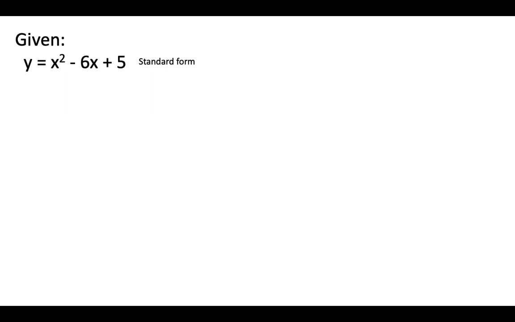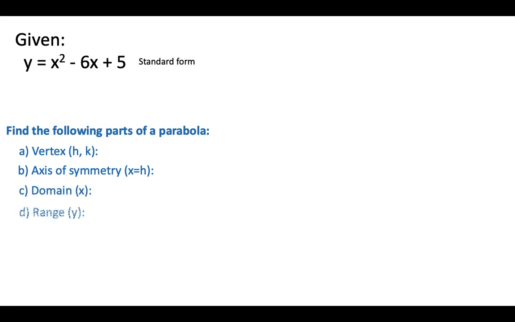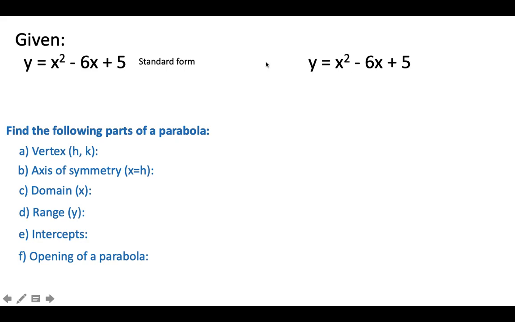Given y equals x squared minus 6x plus 5, which is in standard form, we're going to find the following parts of a parabola. Okay, first, we're going to change or transform our standard form of quadratic function into vertex form.